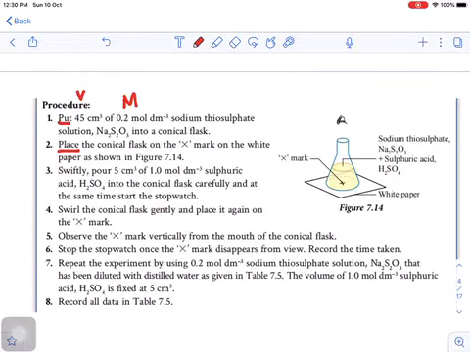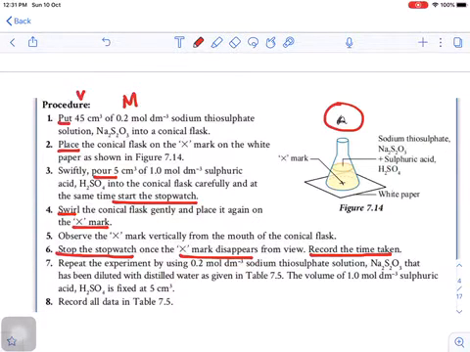Swiftly, pour 5 cm³ of 1.0 mol per dm³ sulfuric acid into the conical flask and at the same time start the stopwatch. Swirl the conical flask gently and place it again on the X mark. Observe the X mark vertically from the mouth of the conical flask. This is your eyes. Stop the stopwatch once the X mark disappears from view and record the time taken.